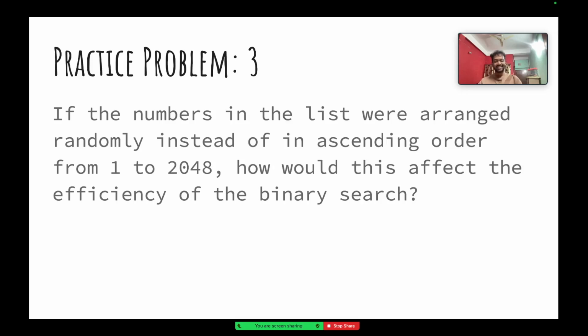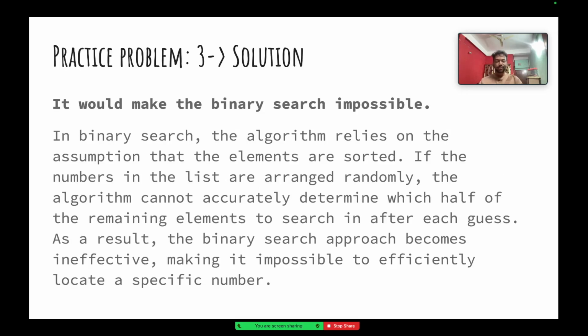And for the ones who already know, voila. The answer is that it would make binary search impossible. The very basic definition of binary search is that the array or the list should be sorted. If it's not sorted, binary search can't find out in which half my target value lives. As I told you, in a list of 1 to 10, you need to find number 9. You already know the number 9 exists in the second half. 1 to 5 is the first half, 6 to 10 is the second half, and you just search in the second half to find that number 9.